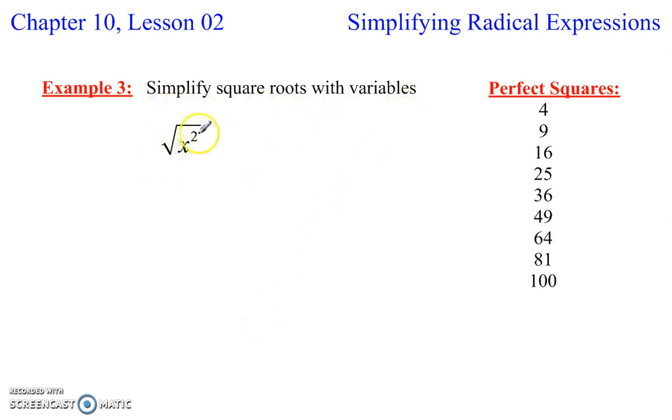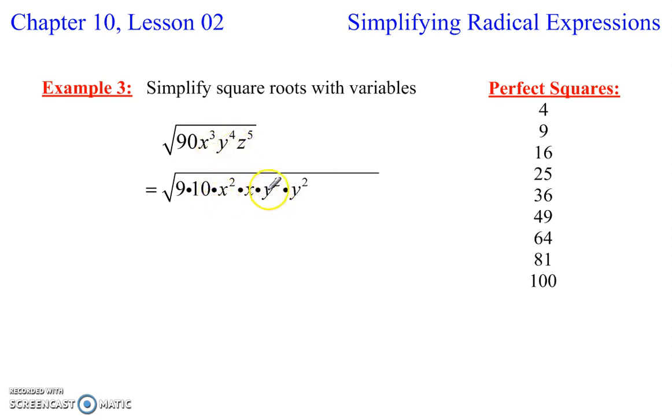Simplifying square roots with variables works much the same way. X squared, the square root cancels out the square, so that's x. Here we have 90, x to the third, y to the fourth, z to the fifth. We're going to break this down into perfect square factors. So 90 is 9 times 10, there's a perfect square. X to the third is also x squared times x. Y to the fourth is y squared times y squared. Z to the fifth can be broken down into z squared times z.